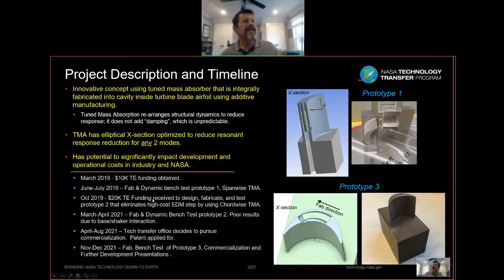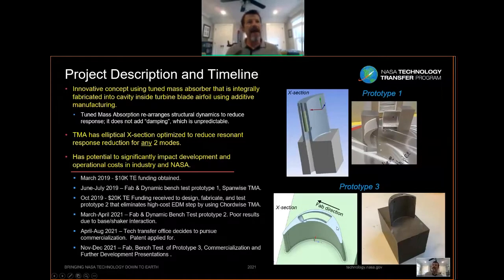So I tested this first prototype of the span-wise TMA, I'm calling it, tuned mass absorber. And then I received some money to build a second prototype, and then eventually a third prototype. The second prototype has the tuned mass absorber in the chordwise direction. That is the same direction as the fabrication, as shown in this picture.